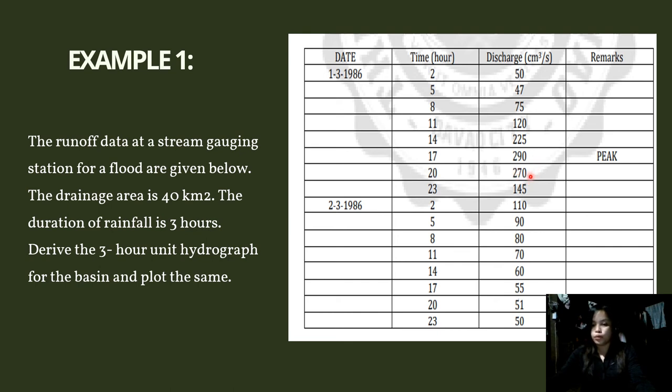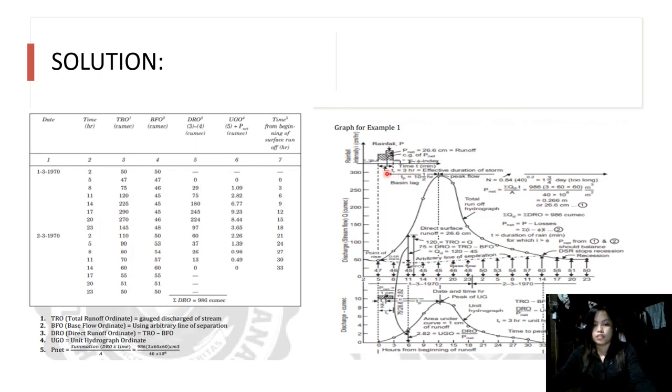So the 270, up to here, is the falling limb. Here is the start, 50. Then it decreased to 47. So the 290 is the peak flow. This is the highest, the peak flow of the discharge. So here's the solution.